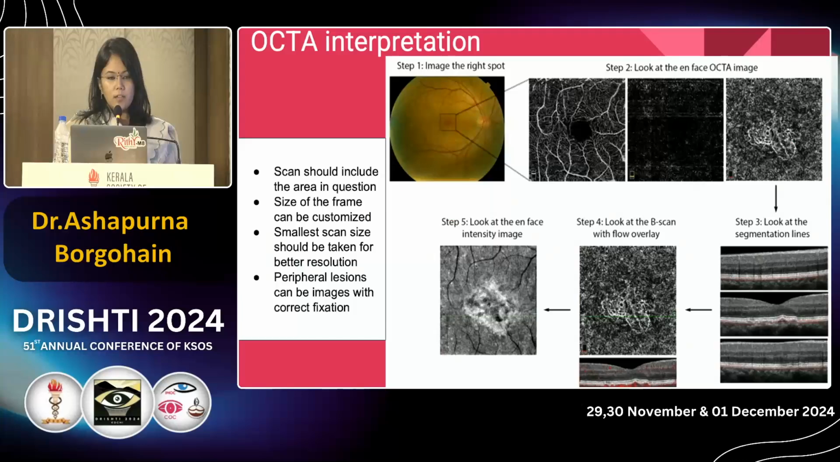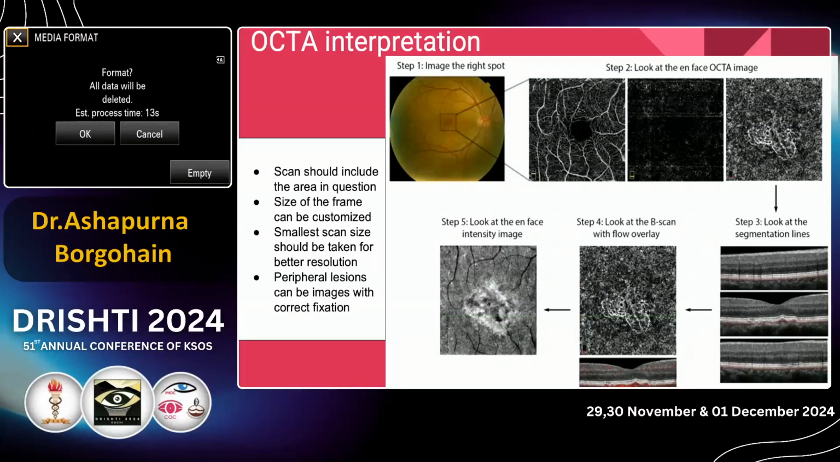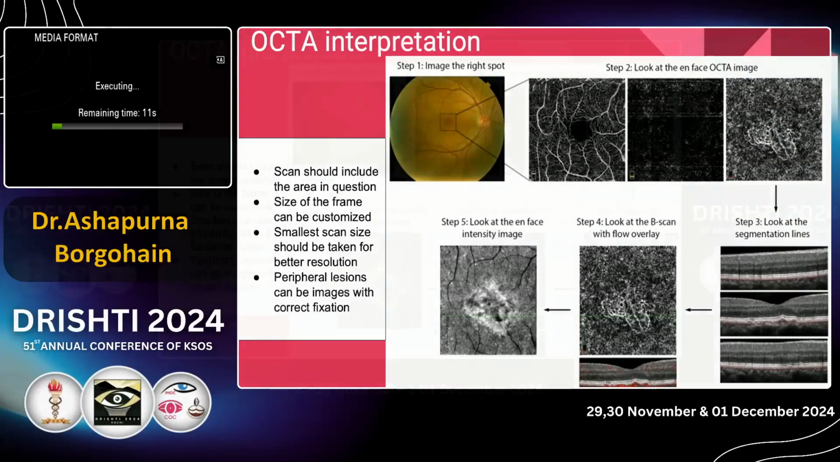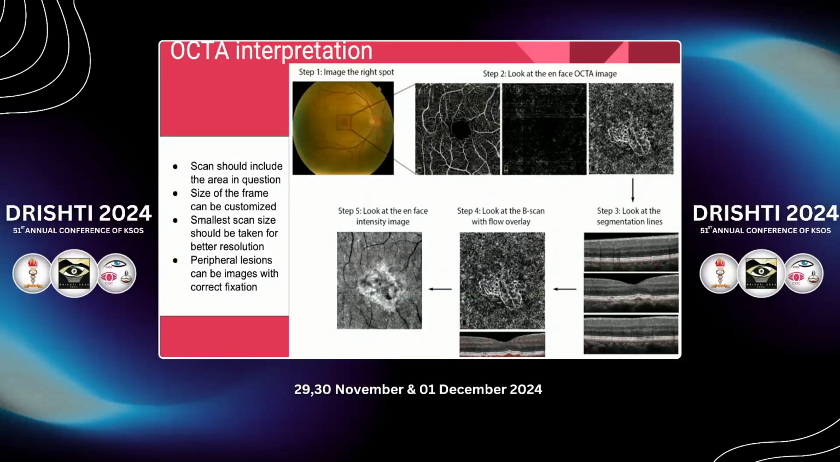When we interpret an OCTA, the first thing we should see is whether the right area is imaged, whether the pathology or the area of interest is imaged. Then we look at the en-face image. We can pick up any abnormality in the OCTA image, but we should make sure whether it is a real pathology, or is it some projection artifact or any other artifact. So we look at the segmentation lines, whether it is segmented at the right place. Once we know that it is segmented well, then we look at the flow overlay, whether the pathology corresponds to some flow there.